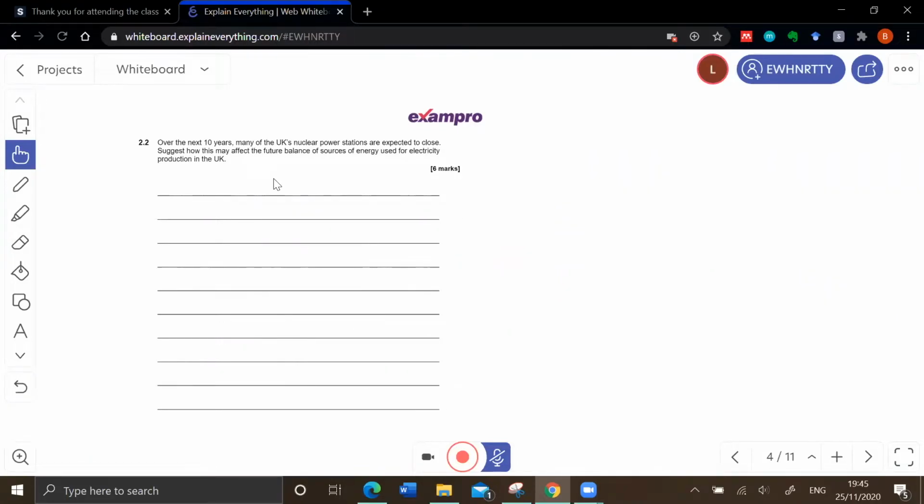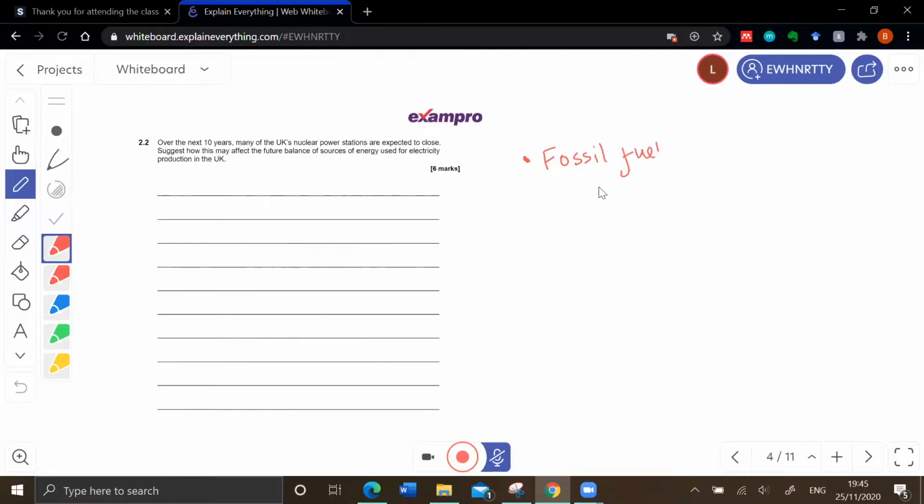Okay, so I haven't got my pen tool on. So if the nuclear power station is closed, we'll have to use other resources. So fossil fuel use would increase. Okay. So fossil fuels would increase. Obviously, nuclear would decrease.